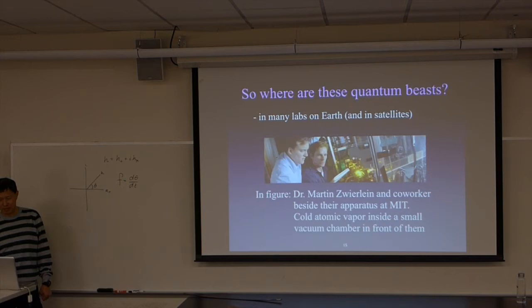So where are these quantum beasts? They are in many labs on Earth, and maybe in satellites as well, because people have also carried out cold atom experiments in certain orbiting satellites. So in this figure, I showed an experimental group at MIT, where they have very complicated apparatus, and the cold atomic vapor is inside a small vacuum chamber. That's the cold atomic vapor they study.